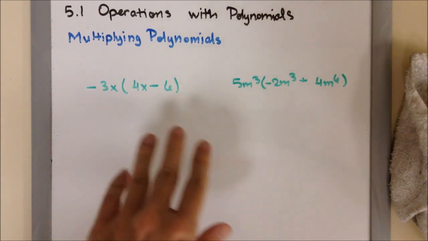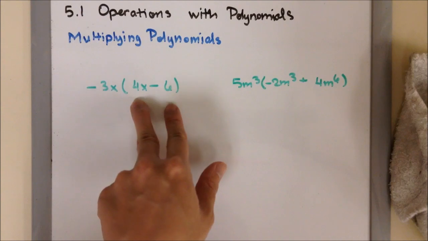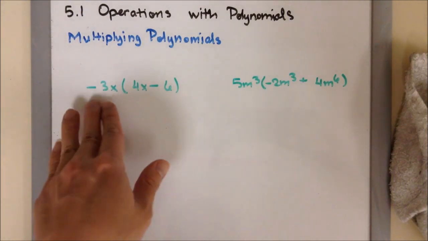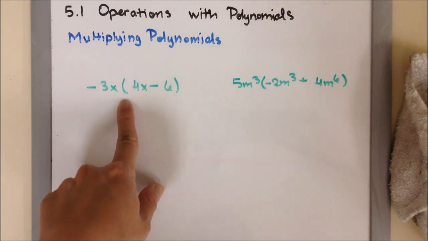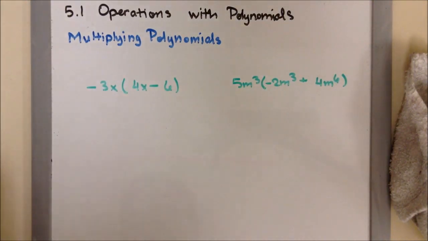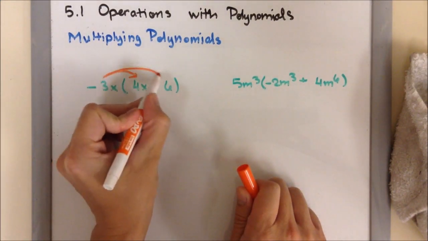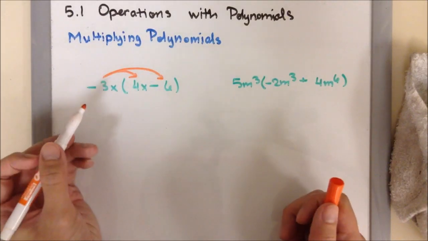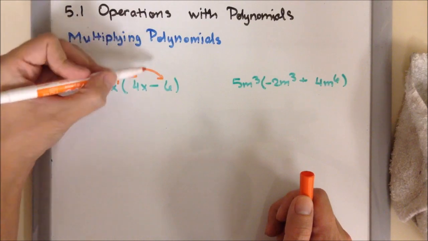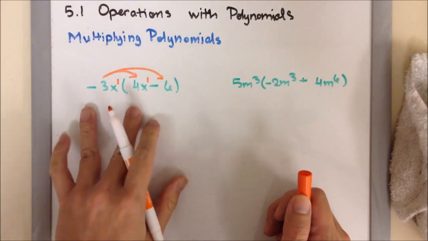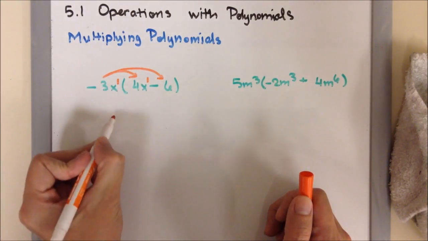Alright, in the first example, we have negative 3x times the difference of 4x minus 6. So I have negative 3x outside the parenthesis, directly in front of the parenthesis. So what I'm going to do is distribute my negative 3x to the 4x and the minus 6. So I'm simply going to multiply them. But be mindful, on this x I have an invisible 1, and this x I have an invisible 1. So the coefficient, negative 3 times 4, that's going to be negative 12.